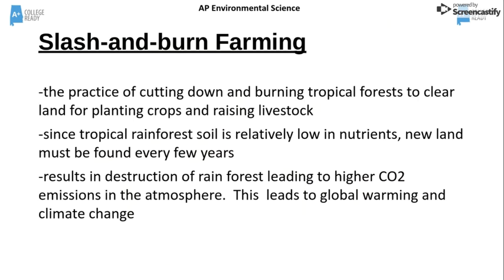Slash and burn farming is the practice of cutting down and burning tropical forests to clear land for planting crops and raising livestock. Since tropical rainforest soil is relatively low in nutrients, new land must be found every few years. This results in destruction of the rainforest, leading to higher carbon dioxide emissions in the atmosphere. This leads to global warming and climate change.